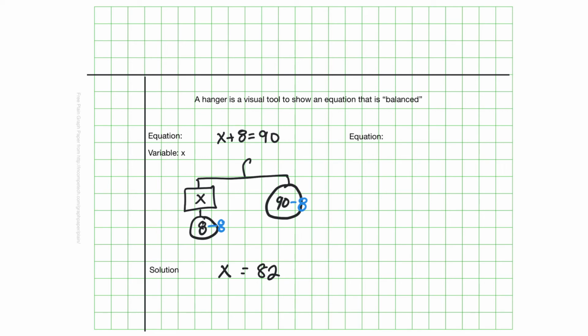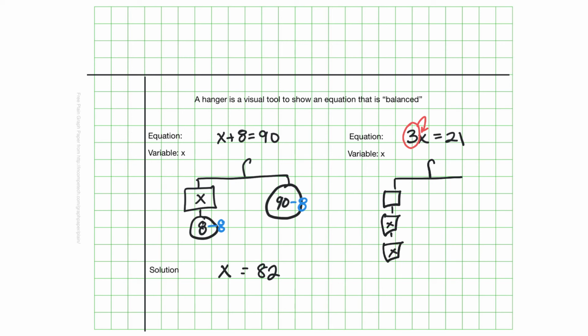We'll do another equation, and this time we'll have 3x equals 21. And I'm using the variable x again, so I'll go ahead and mark that down. And I'm going to set up a hanger again, and this time it's going to be slightly different. One thing to notice is this 3 here. That 3 tells me how many x's there need to be on my hanger. So I actually need to draw this with 1, 2, 3 x's.